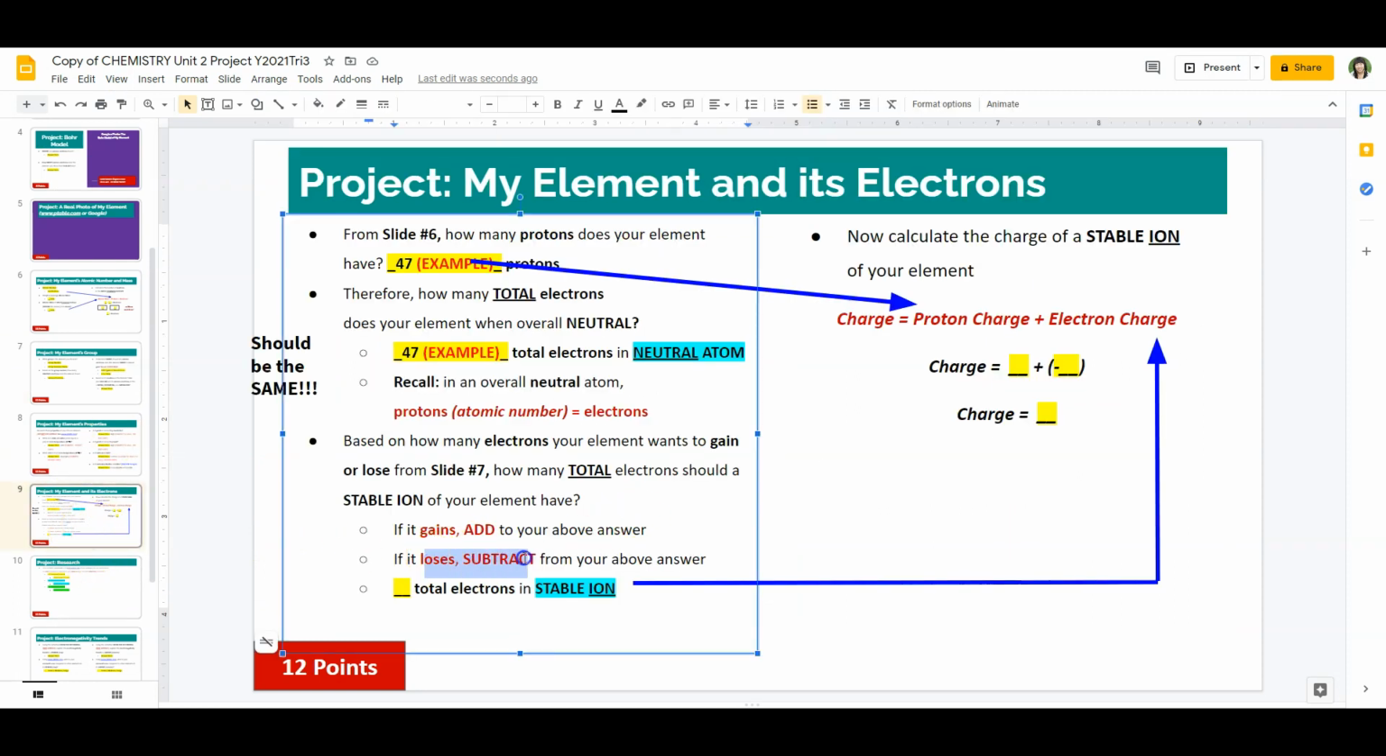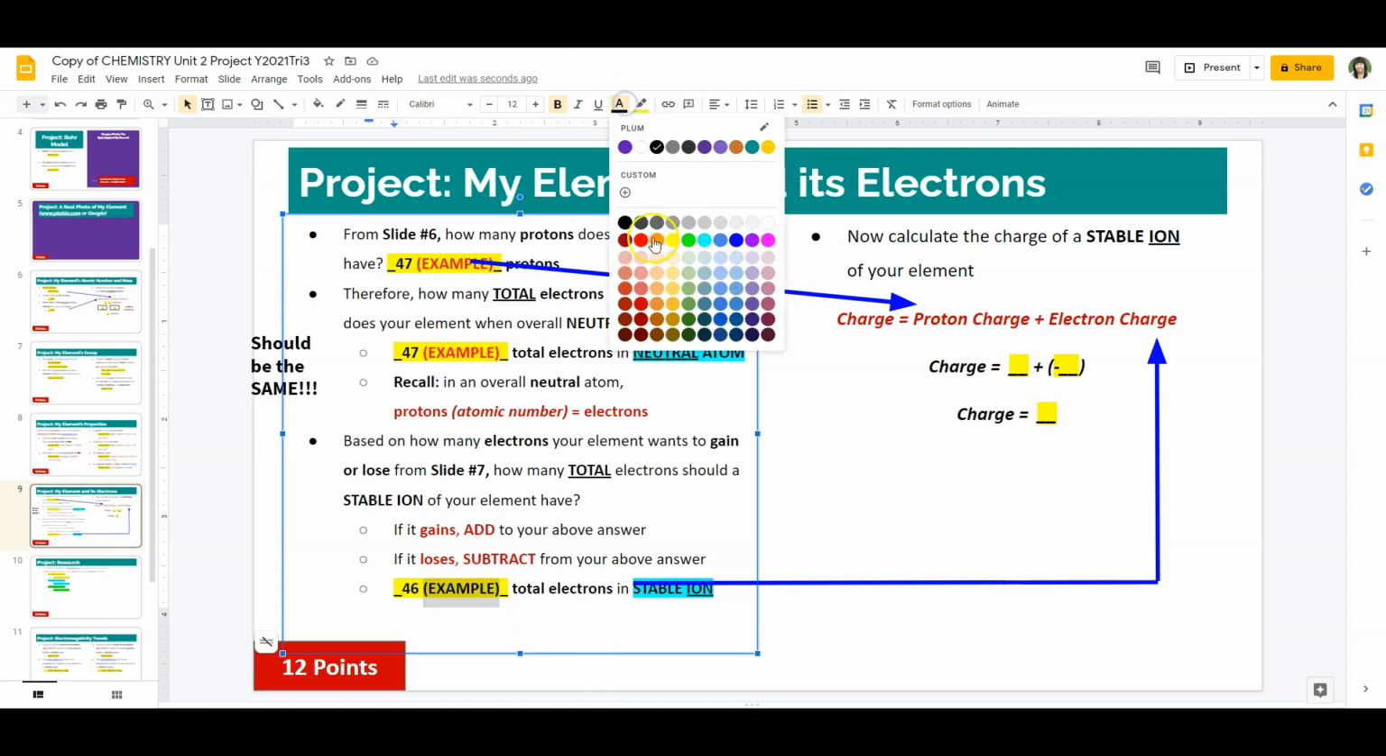So I'm going to say it loses 1 electron, and so I need to subtract 1 from the answer above. So I need to subtract 1 from 47. If it loses, subtract 1, and so my answer would be 46, and that is my example in order to form a stable ion. Okay, so this is my example. Do not copy my example.